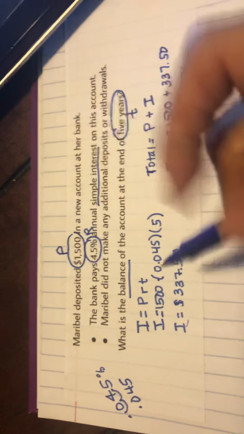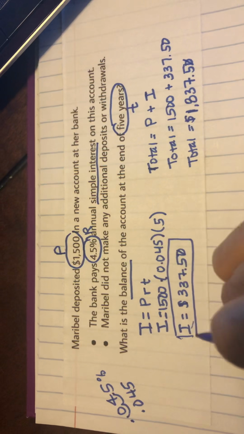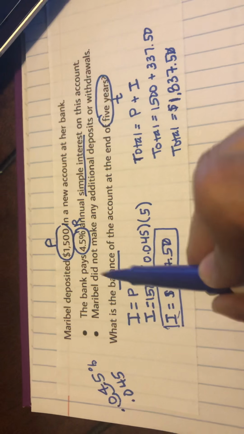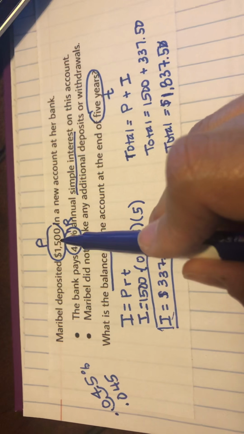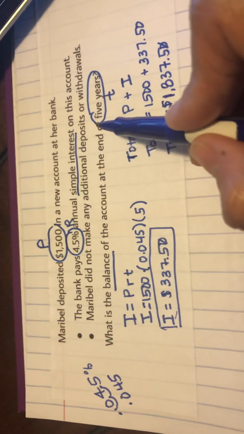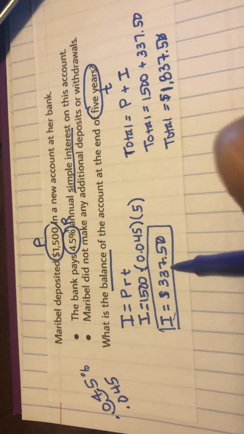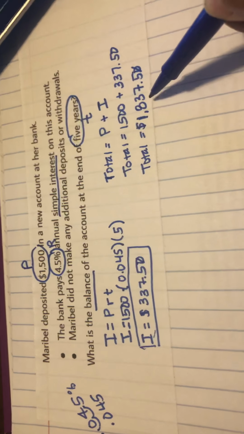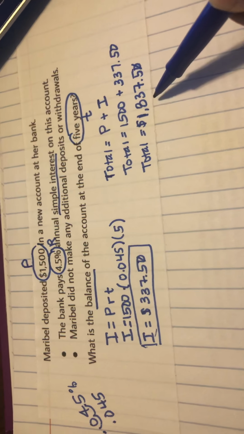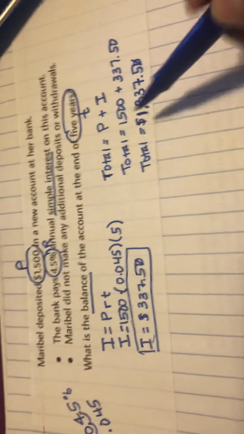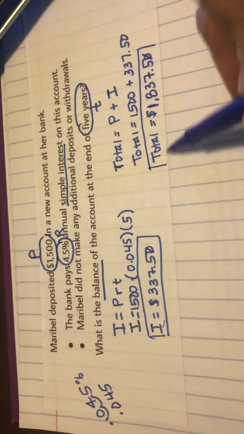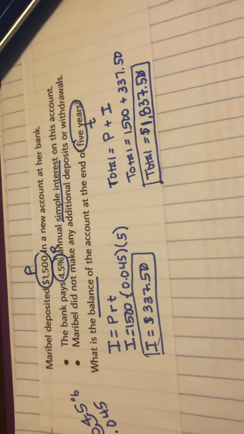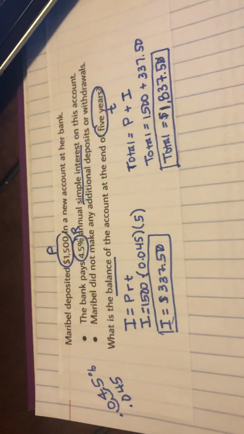We would have found just the interest, and this would have been our answer. But they went a step further and said they want to know her account balance. So when she puts $1,500 inside the bank, after 5 years with this amount of interest that she earned, at the end of those 5 years, this is how much she's going to have in her bank account. She's going to have $1,837.50. Okay, so we went this extra step to figure out how much total money she's going to have in that account.